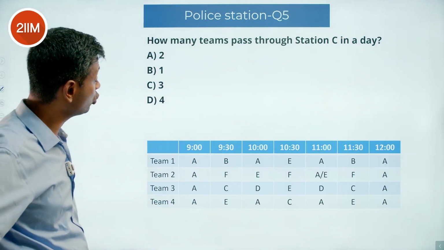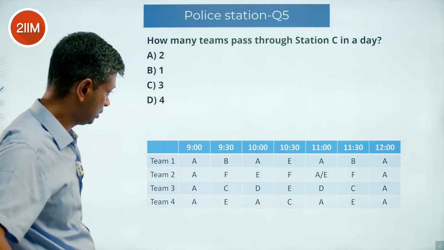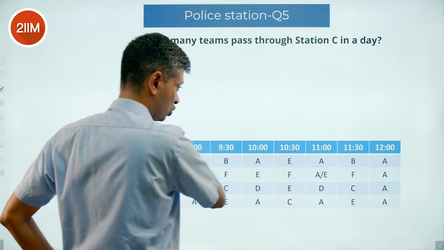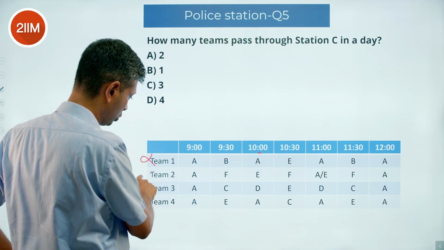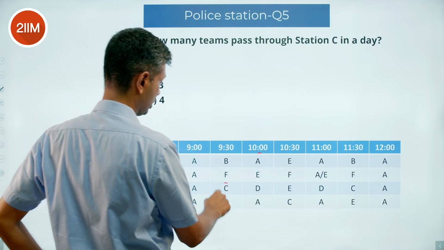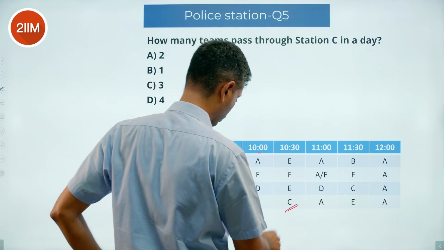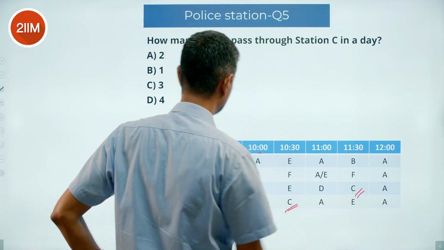How many teams pass through station C in a day? Station C is not at all touched by team 1, not by team 2. Team 3 touches it. Team 4 also touches it. Team 3 touches it twice. 2 teams.